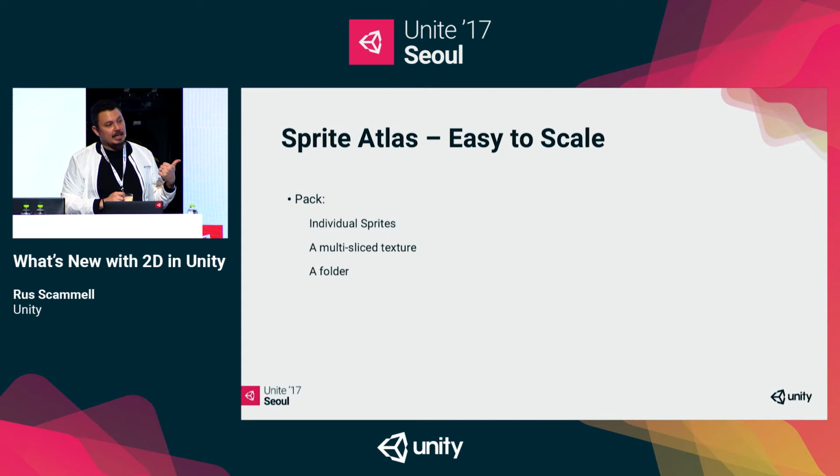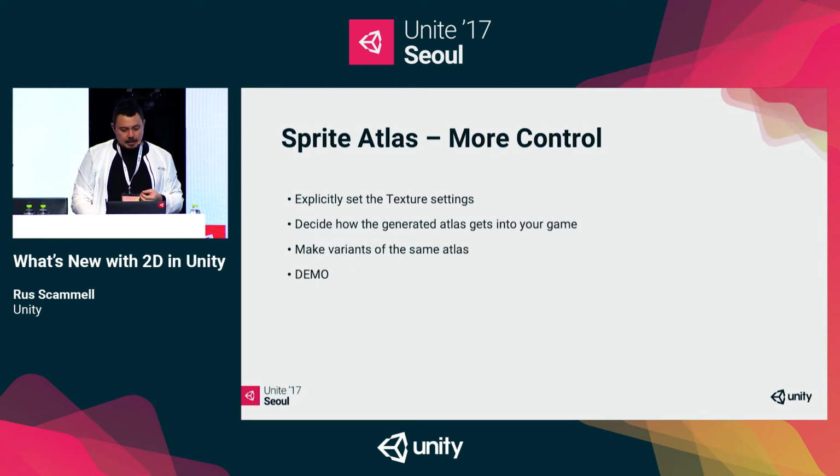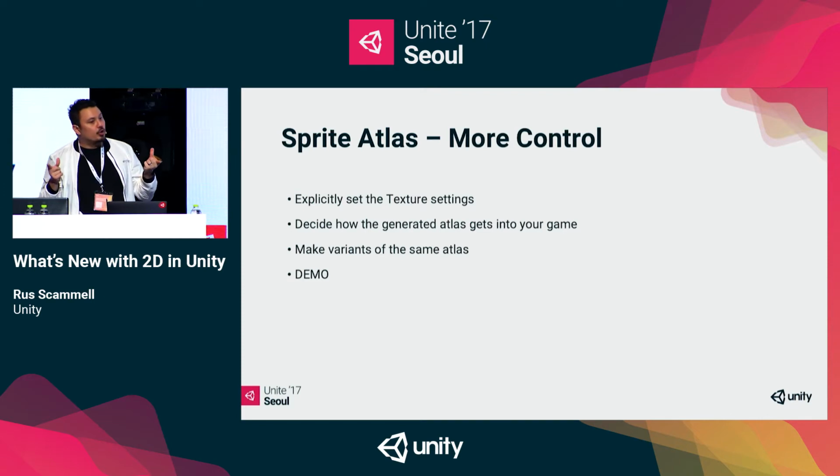With the new Sprite Atlas, you can pack individual sprites, one by one, or you can pack an entire multi-slice texture, or you can just pack a whole folder, right? I'll show you an example of that so you can see it. You also have more control.